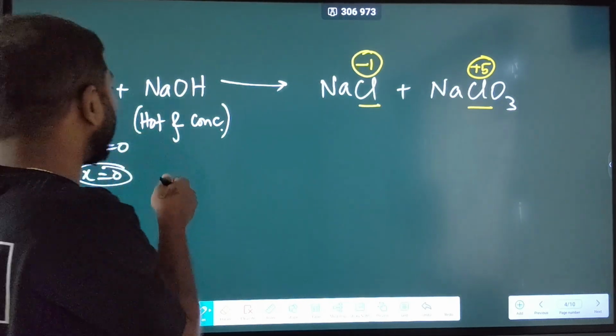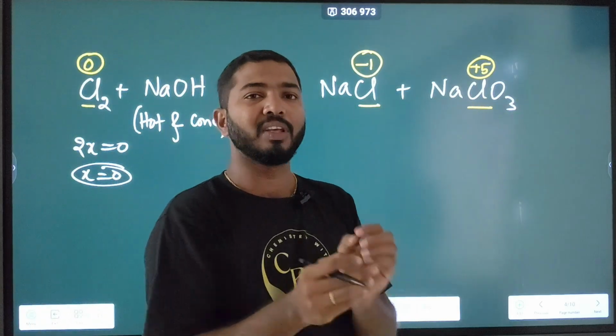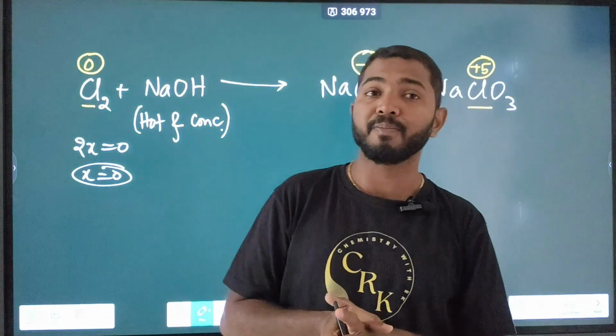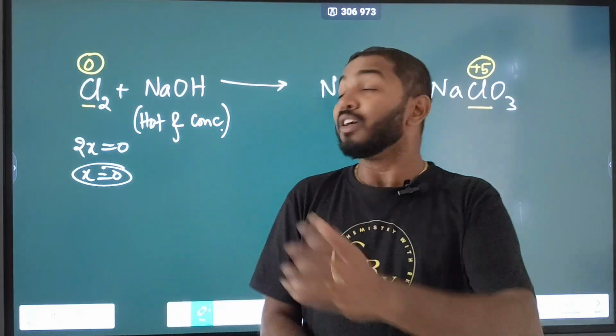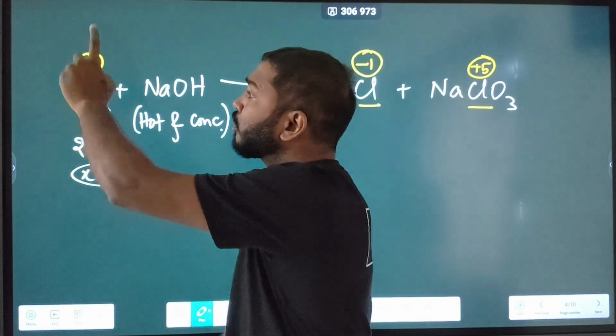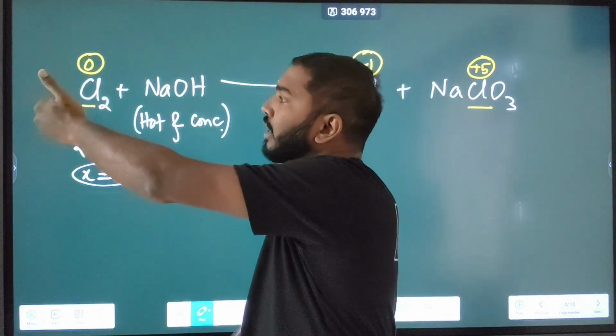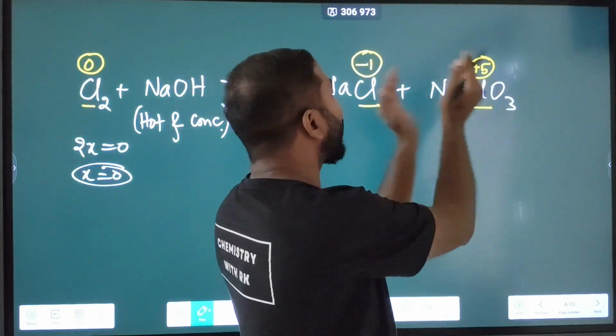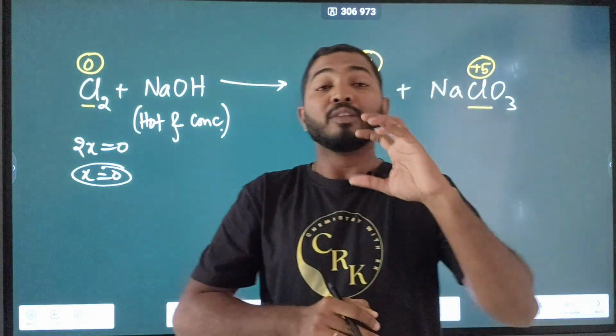But how many chlorines are there? 2 chlorines. But in the products you will see only 1 chlorine in sodium chloride, 1 chlorine in sodium chlorate. So what I mean to say is, we always need to consider the oxidation number for 2 chlorines, since on the left side we have 2 chlorines and on the right side, in each product we have 1 chlorine only.